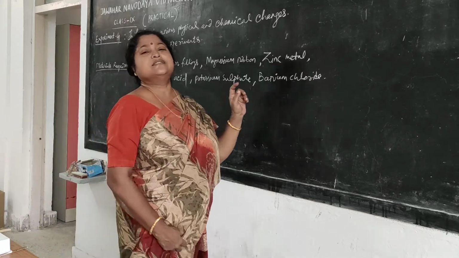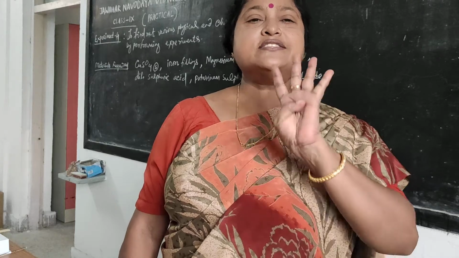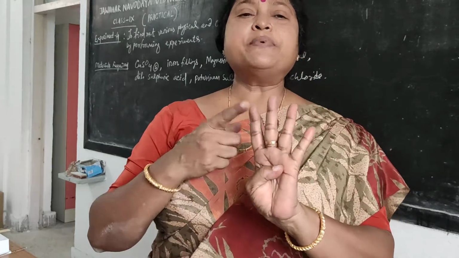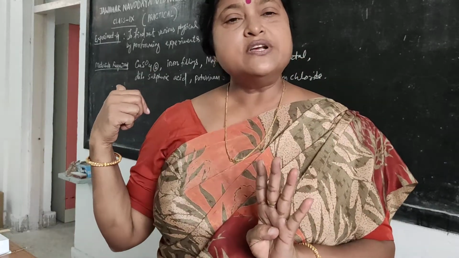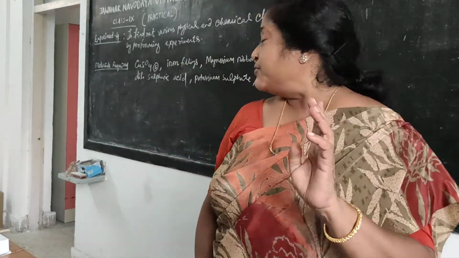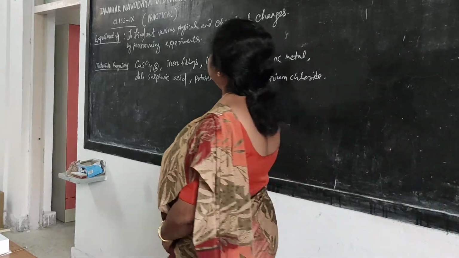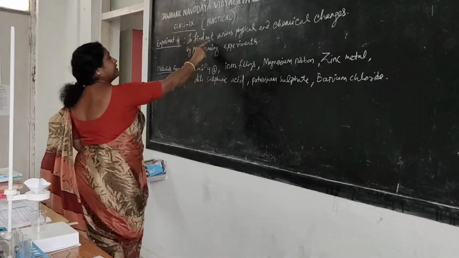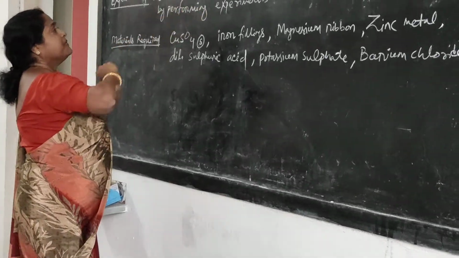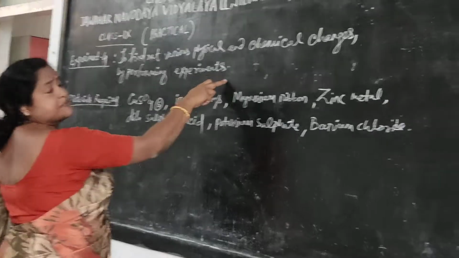Good morning students. Already we have completed 3 experiments in class 9th. This is our 4th experiment in the practical, as per your CBSE syllabus. So in this 4th experiment, what is our aim of the experiment? I have already written for your benefit. The aim is to find out various physical and chemical changes by performing some experiments.